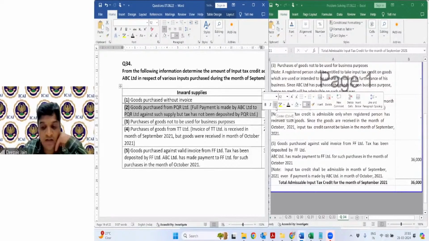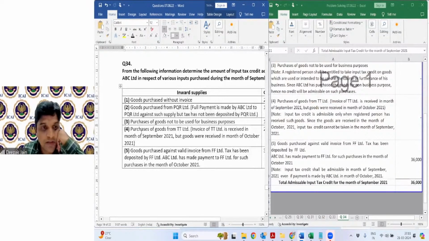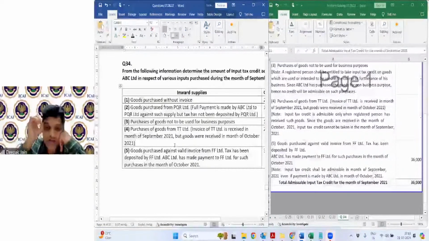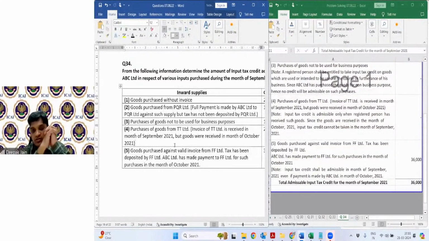Explain point 4 again. Yes, Vinay. Purchase of goods from TT Limited. Invoice of TT Limited is received in the month of September. Okay, but goods are received in the month of October. One of the conditions for claiming credit is what? That you should have actually received the goods. If you have not received the goods, you cannot claim the credit.